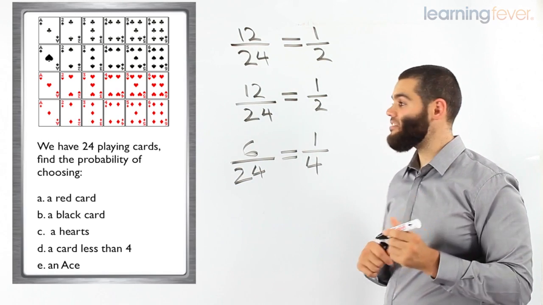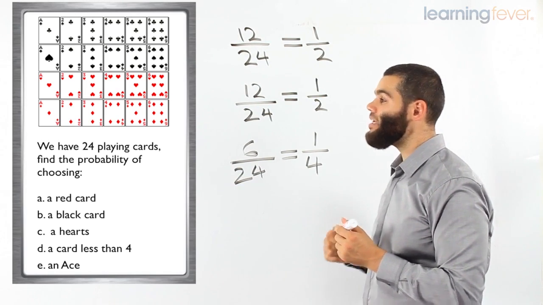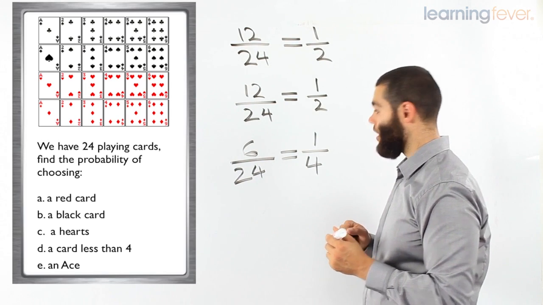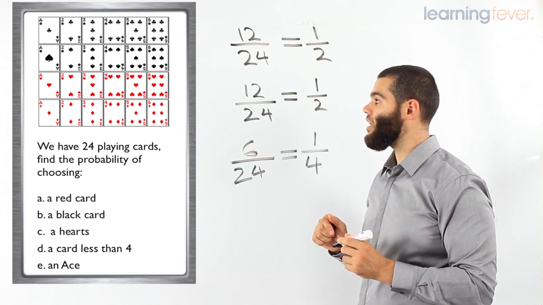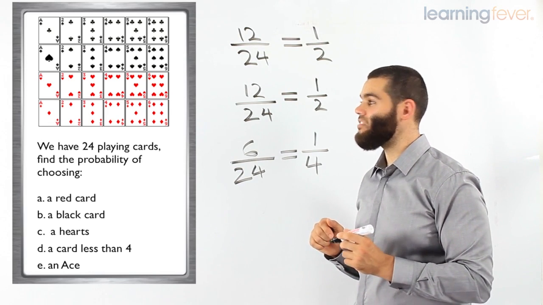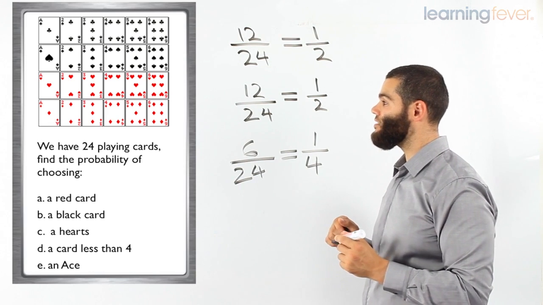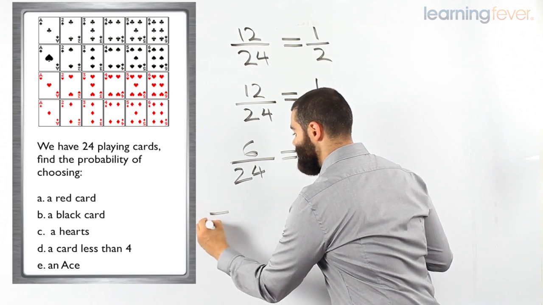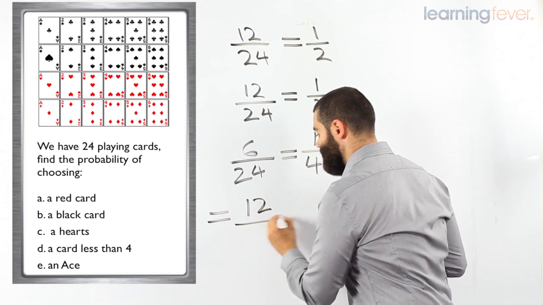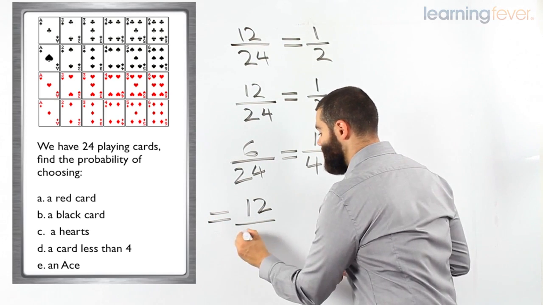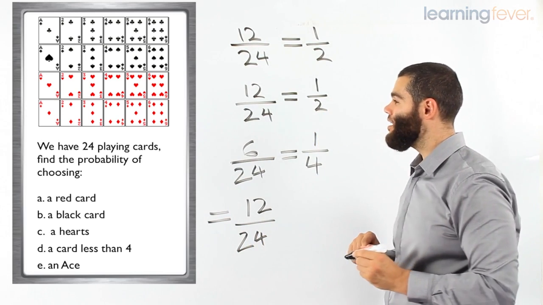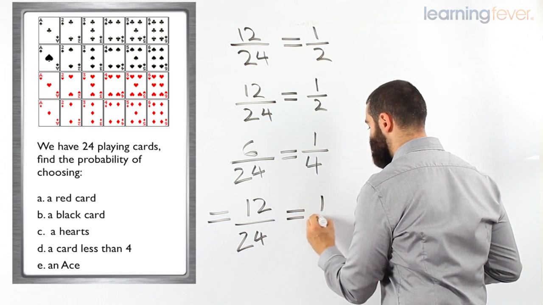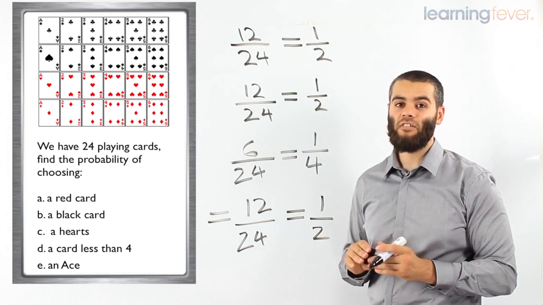The next one says a card less than 4. Okay, let's see how many cards are less than 4. Less than 4 meaning the 3, the 2 and the ace. Okay, so the 3, the 2 and the ace from the clubs on top, the 3, the 2 and the ace from the spades, the 3, the 2 and the ace from the hearts, and the 3 and the 2 and the ace from the diamonds. So altogether there are 12 out of the 24 cards that are less than 4. Less than 4, there are 12 of them, 12 out of 24, which is half, 1 out of 2.